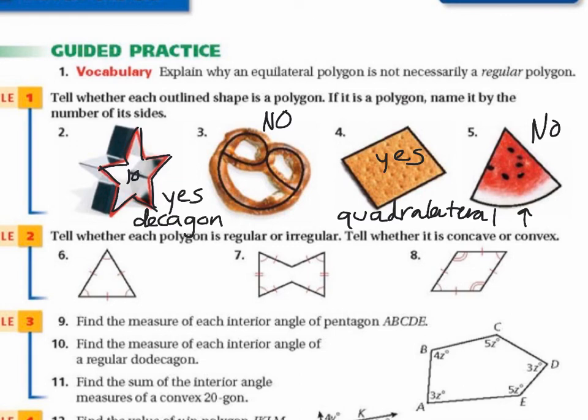For 6, tell whether each polygon is regular or irregular, and tell whether it's concave or convex. So, for it to be regular, we need all the angles to be the same and all the sides to be the same. So for number 6, are all of our angles and all our sides the same? Yes. And before we get to concave or convex, let's look at number 7. Is 7 a regular or irregular polygon? Irregular, because we have this side that has 1 tick mark and this side that has 2, so those two sides are not the same measure, so it is irregular.